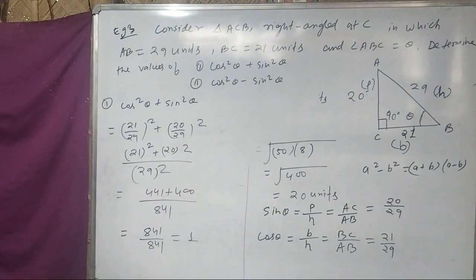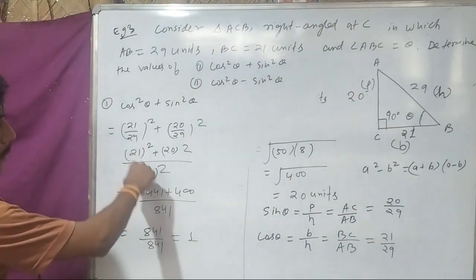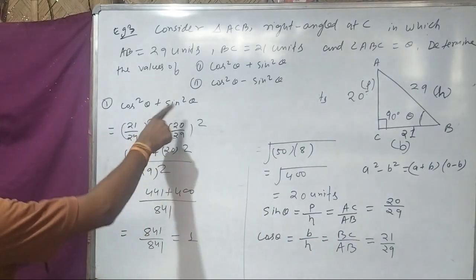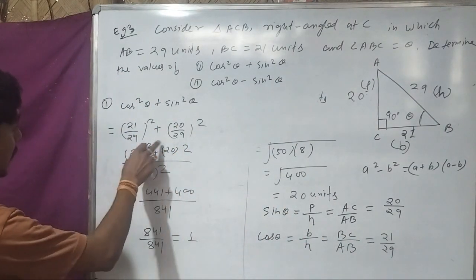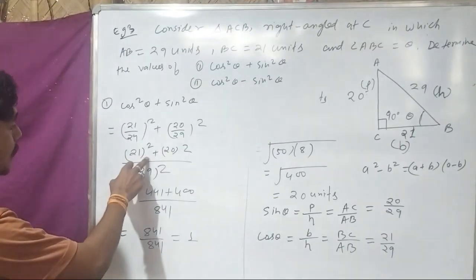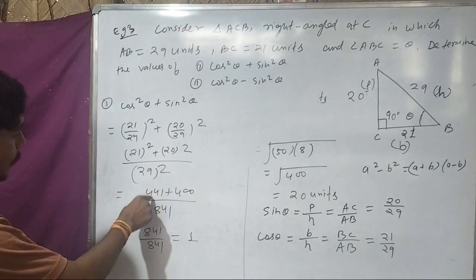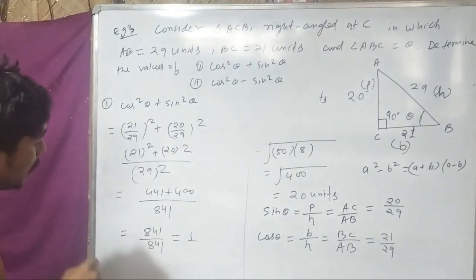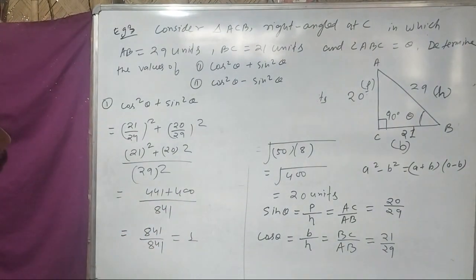Okay, so cos square theta plus sin square theta. Cos theta means 21 by 29, and sin theta means 20 by 29. So you take the LCM, 29 whole square, and you will get 21 square plus 20 square. That is 29 square. 21 square will be 441, and 20 square is equal to 400. So 441 plus 400, that is 841 by 841. It will be 1.